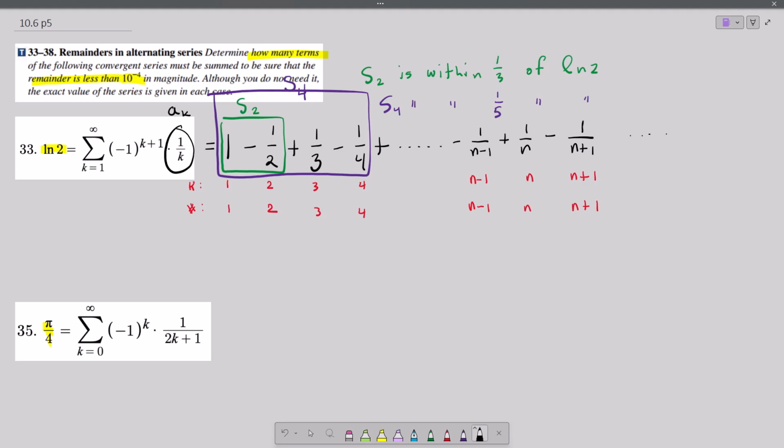It doesn't matter, though, because when we look at the remainder, we don't include the minus. Right? It's just the magnitude of the term. It's just the a sub n part. So this could be plus minus plus, or it could be minus plus plus, or minus plus minus. Doesn't matter.